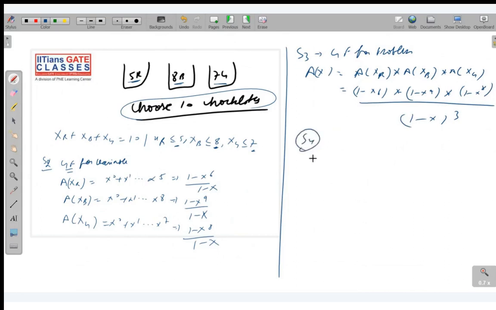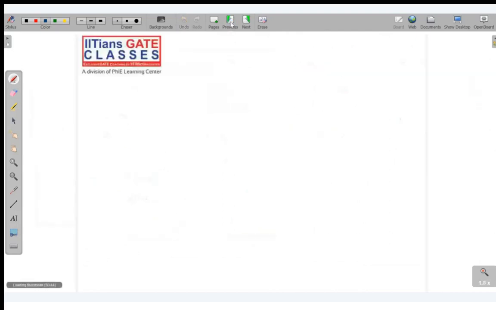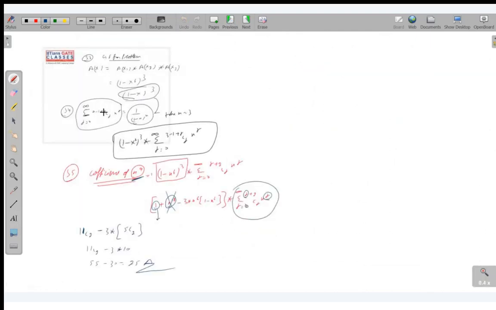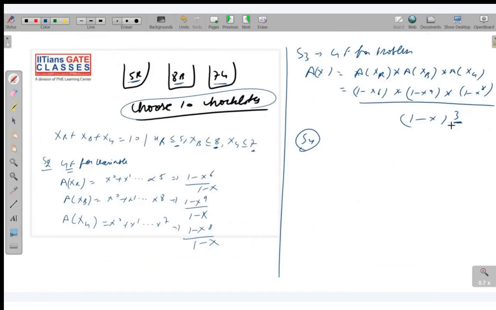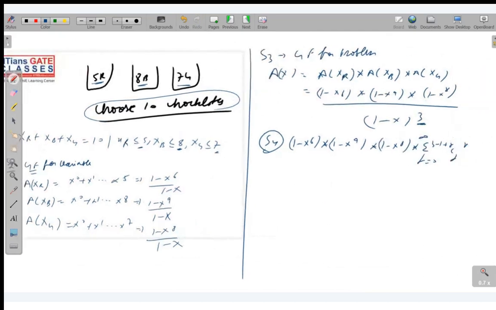Step number 4, I will not write the formula again and again, I will simply apply it. N minus 1 plus r C r, x power r, 1 minus x power n. Here n is 3, because there are 3 variables. So step number 4: (1 minus x power 6) multiplied by (1 minus x power 9) multiplied by (1 minus x power 8) multiplied by the sum over r equal to 0 to infinity of 3 minus 1 plus r C r, x power r.